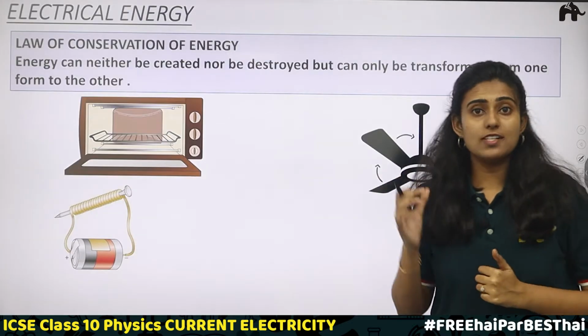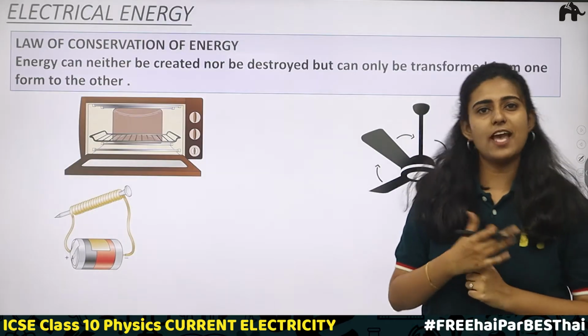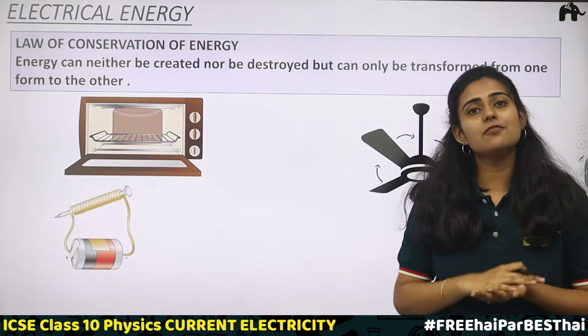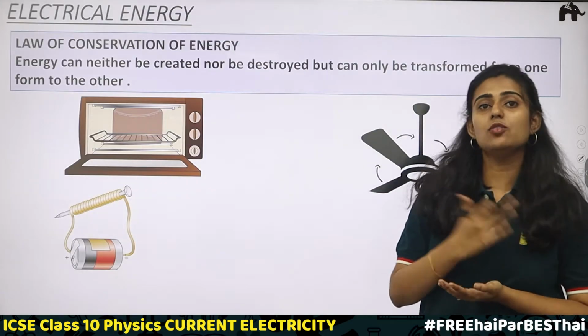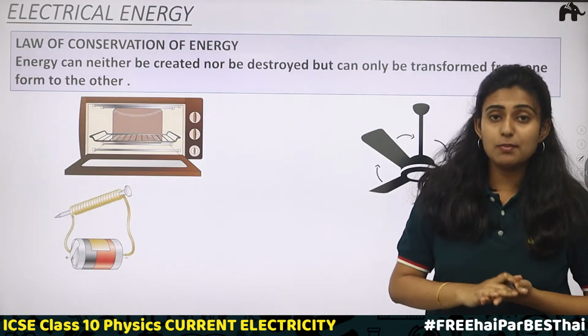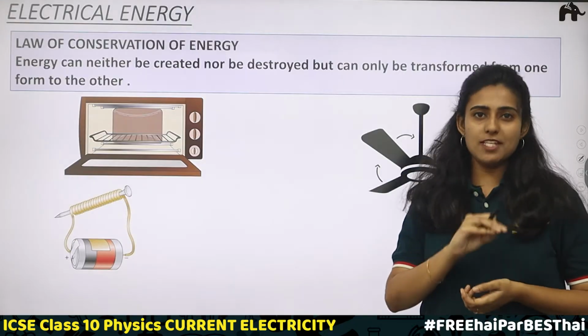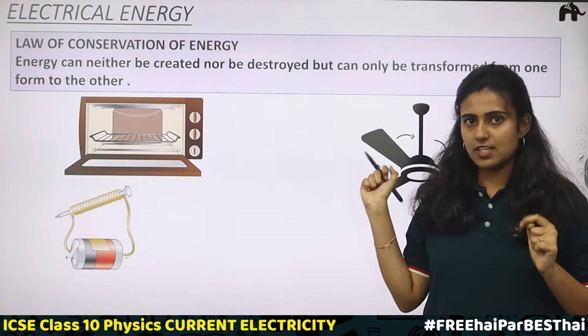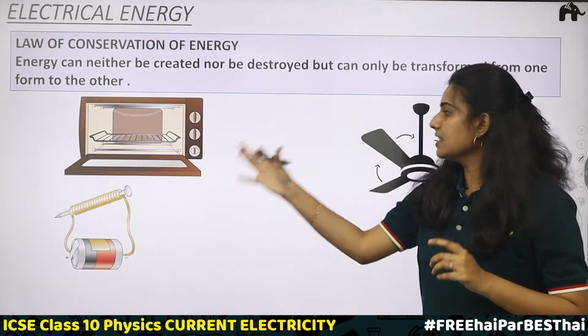First, let us understand what is electrical energy. We have been using the words work, energy, power in the chapter. We have studied the different forms of energy and the conversion of energy. Energy can neither be created nor be destroyed but can only be changed from one form to another. This is the statement of the law of conservation of energy. We have studied this. So here you can see some devices.